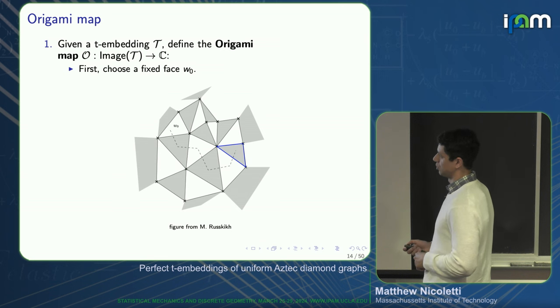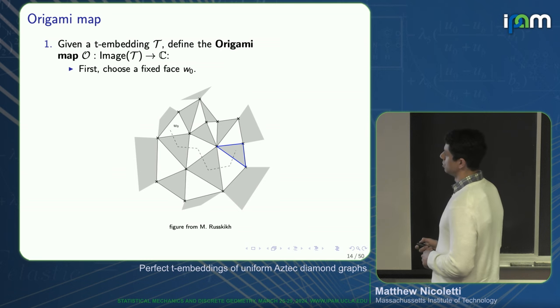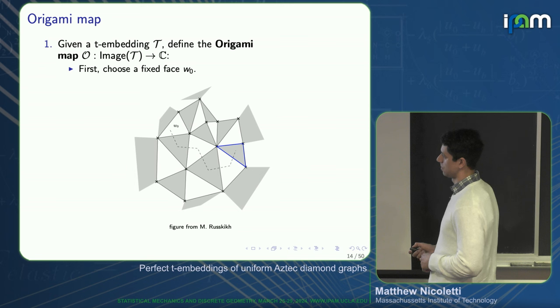So now I need to define the associated origami map. The origami map is defined on the union of faces of the embedding. It's a complex valued function. First we fix a reference face, W naught, which is fixed by the origami map. So the origami map is the identity map on this triangle here in this case.